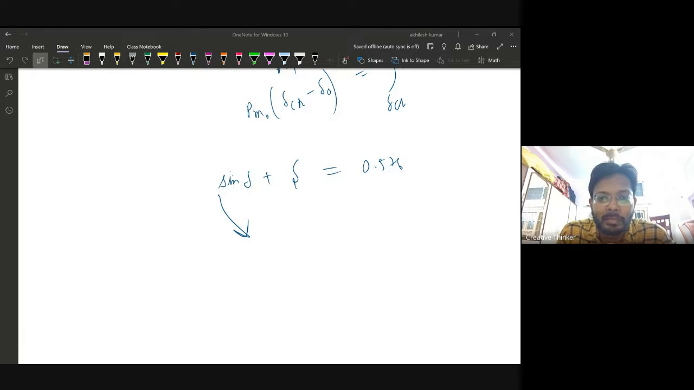Let me show you how to solve it in Wolfram Alpha. Let me share my screen, full screen.